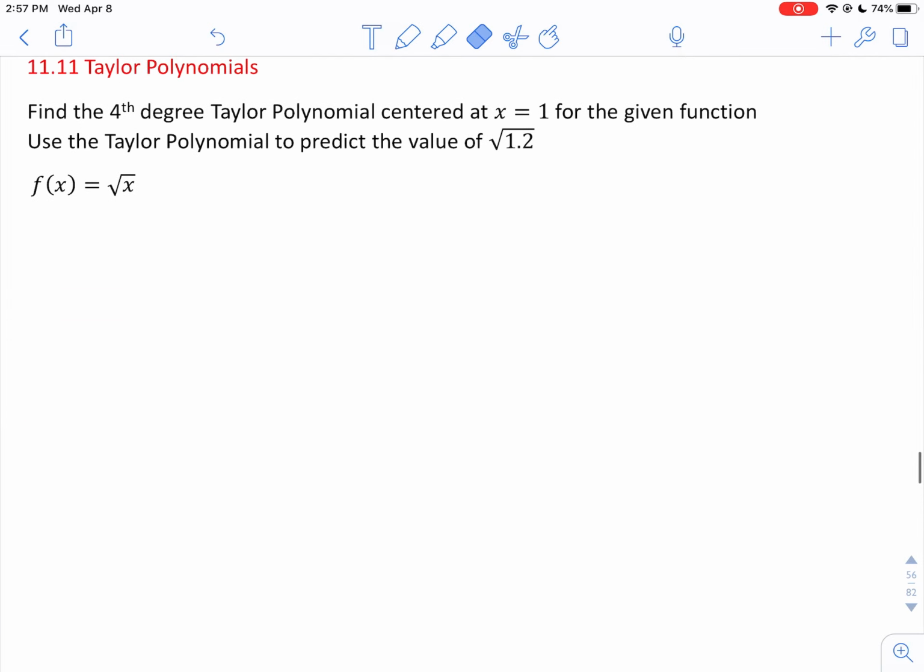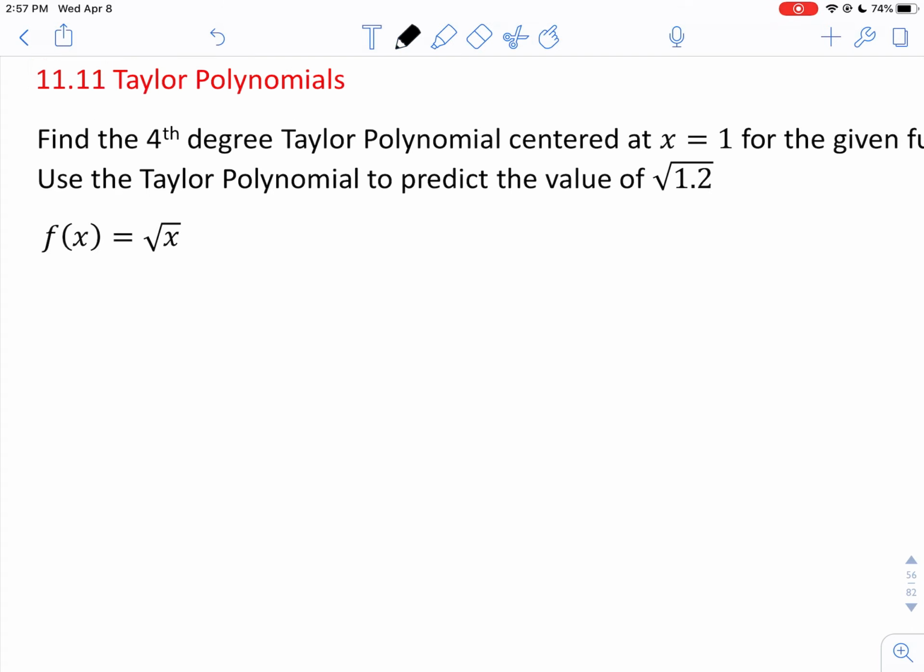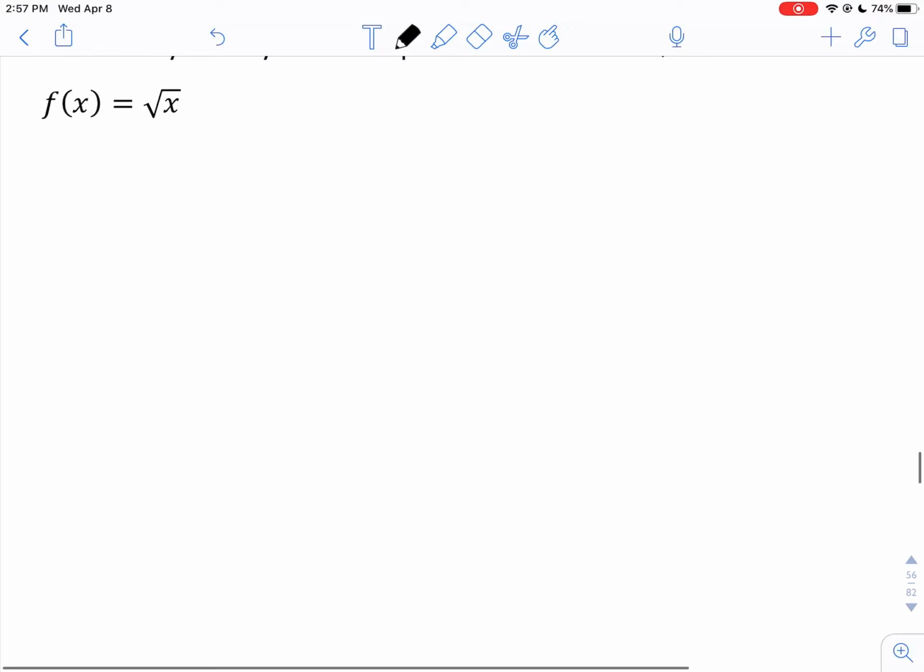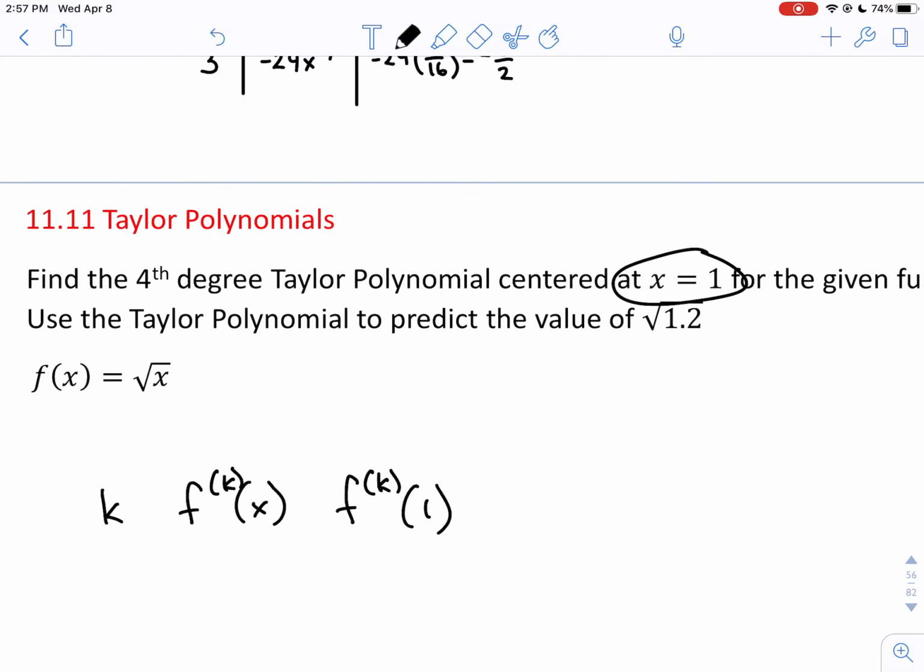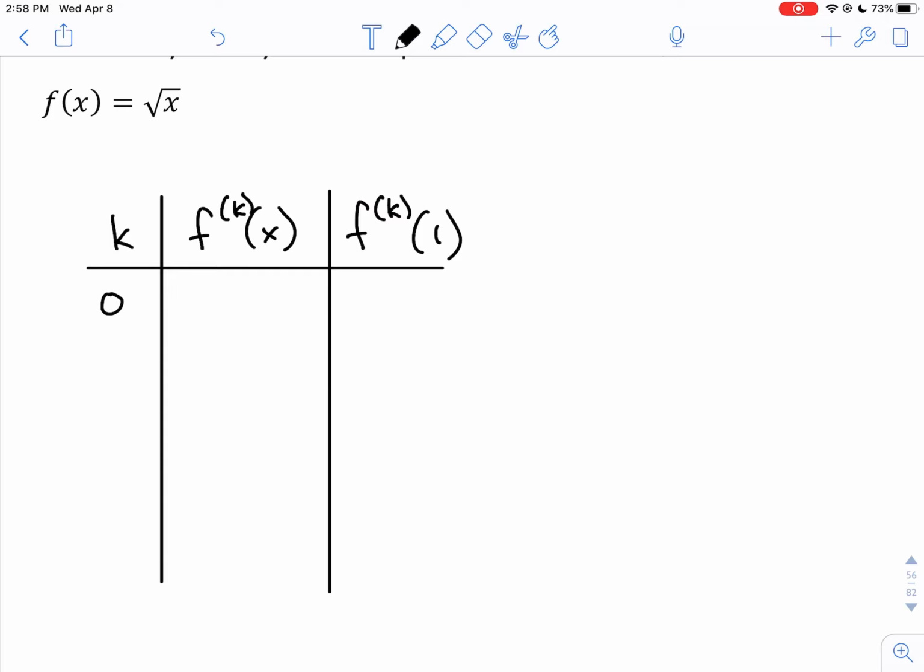Find the 4th degree Taylor polynomial centered at x equals 1 for the given function. So let's first create T4. And to do that, we're going to have to create this little table where we do multiple derivatives. Specifically, into the kth derivative, we're going to plug in 1. All right, the 0th derivative. That just means the original function. And I'm going to write it as x to a power.